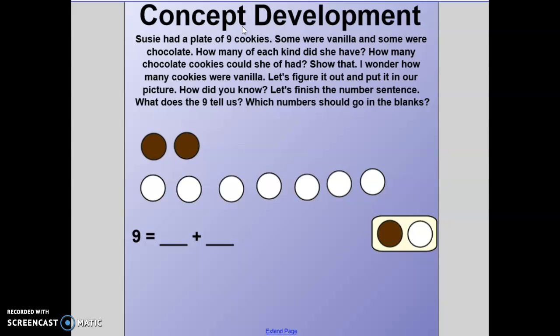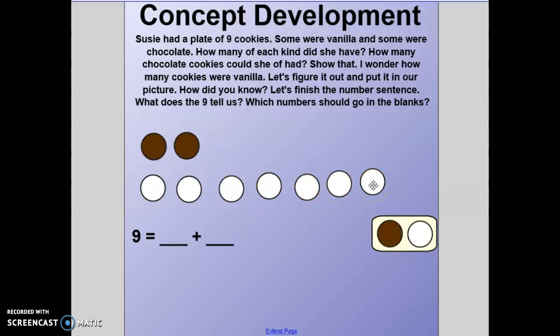So this was a tricky one for Mrs. Merritt to decide how many of each to put. Okay, what I want you to do is look and make sure I have 9. So let's count. 1, 2, 3, 4, 5, 6, 7, 8, 9.